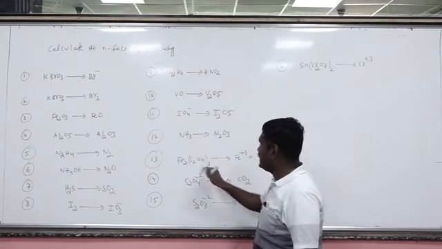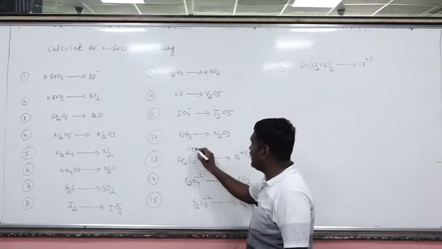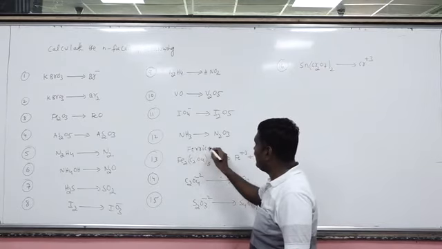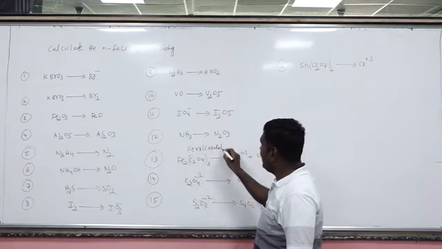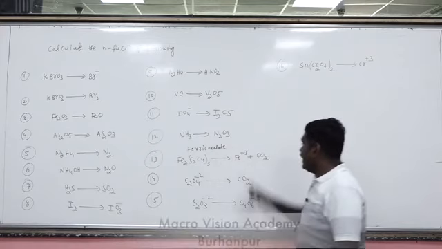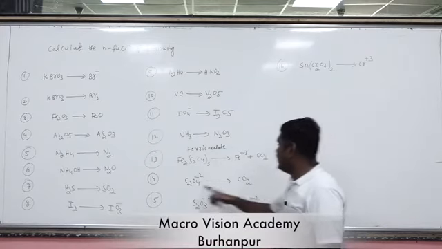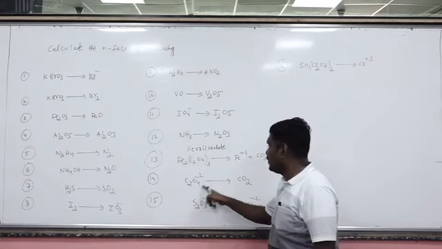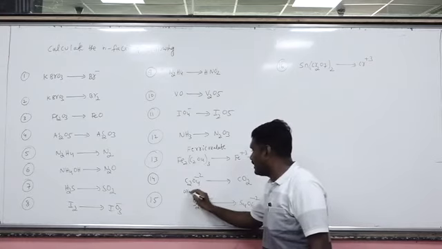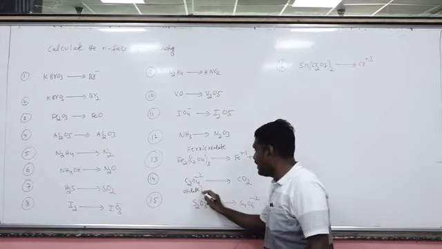Fe2(C2O4)3, taken thrice. This is known as ferric oxalate. Fe plus 3, and C2O4 minus 2 is known as oxalate. This is what? Oxalate.